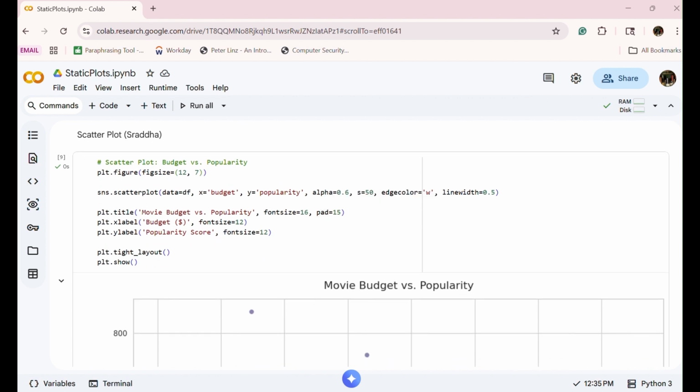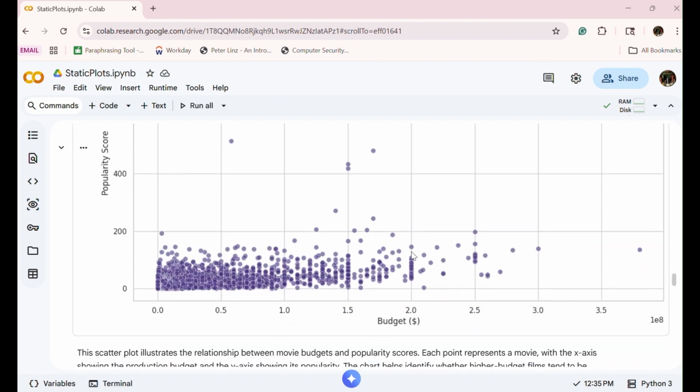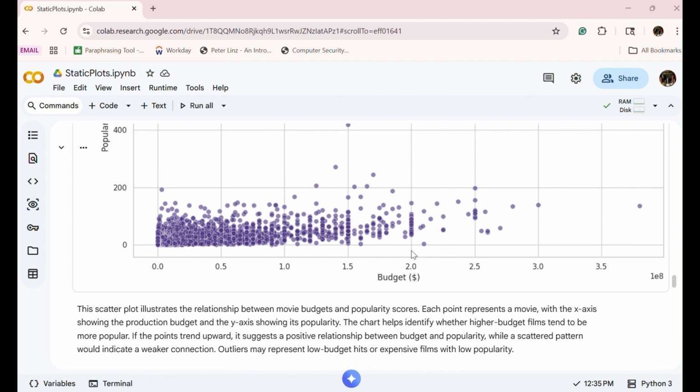Next, we have the scatter plot, comparing each movie's production budget against its popularity score. Each point on the chart is one movie, and the pattern here is interesting. Most movies cluster in the lower left corner, modest budgets with modest popularity, but as budget increases, there's a wider spread. Some high budget films achieve enormous popularity scores, but others don't. That scatter tells us budget alone doesn't guarantee popularity, and that there are genuine outliers in both directions. Low budget films that become hugely popular and expensive productions that barely registered.